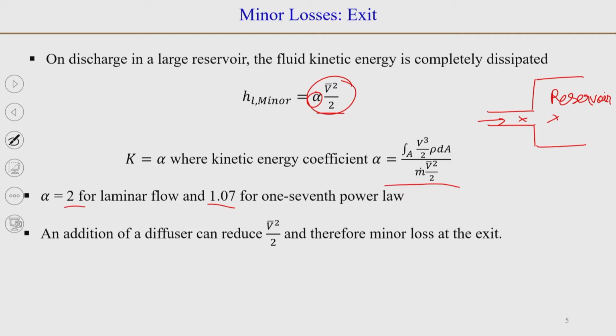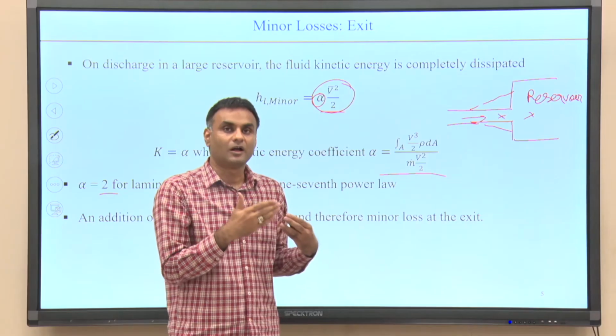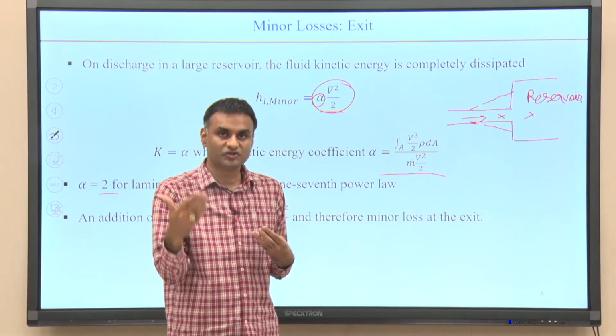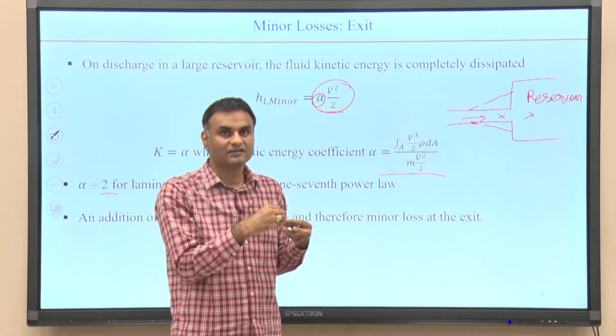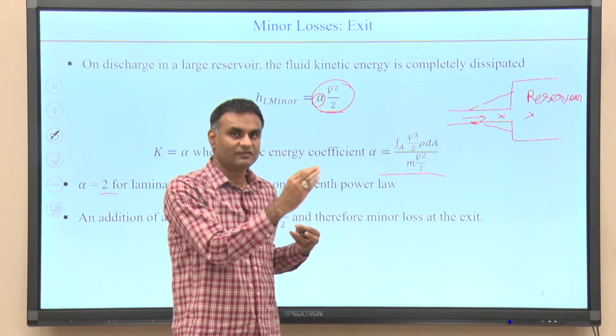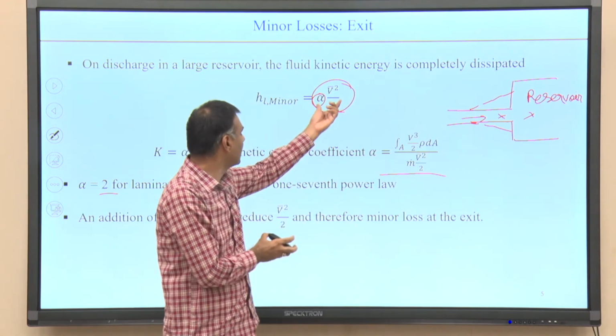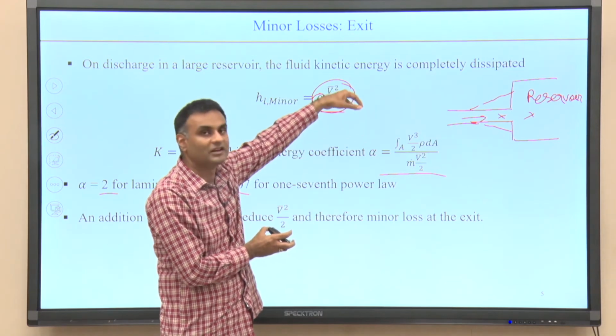So, if you want to reduce it, we could not do much, except that we try to reduce the velocity at the exit, and this can be done if you include, say, a diffuser, and that may reduce the velocity. So, with the addition of a diffuser, when the fluid goes into the reservoir, the velocity will be reduced slowly in the diffuser itself, and this value alpha will remain same, but V will get reduced.